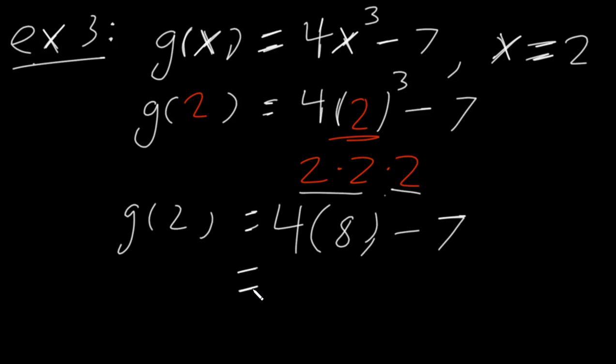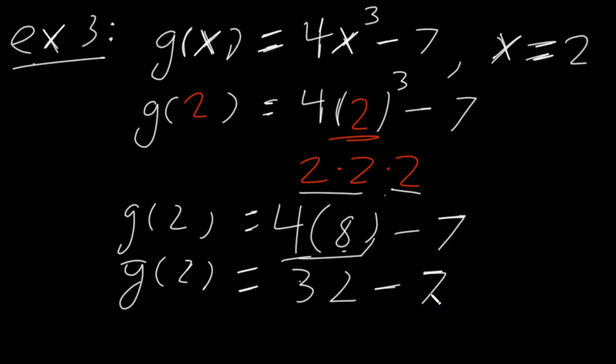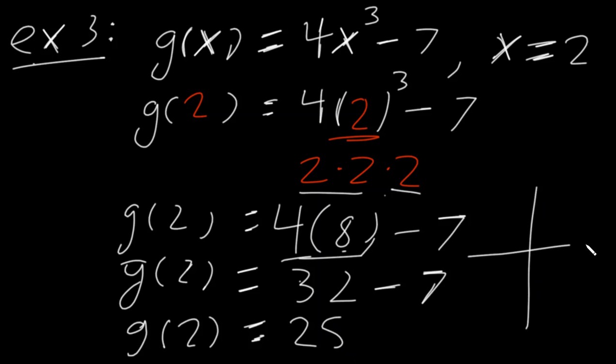Now here, we are pretty close to finishing. We have g of 2 is equal to 4 times 8, which is going to be 32, minus 7. Well, what is 32 minus 7? Of course, that's going to give us g of 2 is equal to 25.